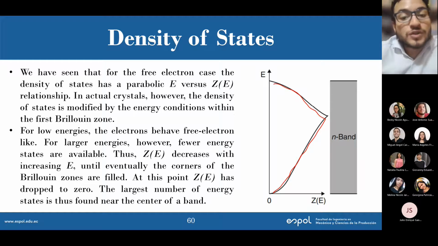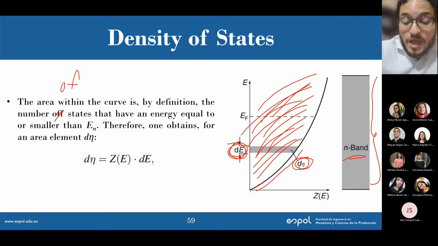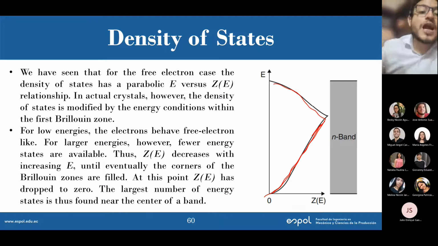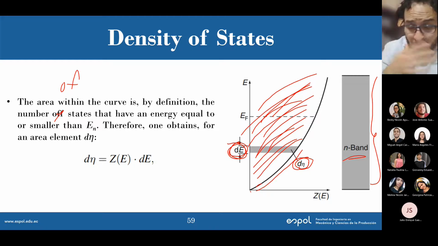So what can you understand from that graph? For low energies, the behavior is similar. For low energy values, the electron behaves like a free electron, therefore it's the same parabola. However, for larger energies, I have fewer energy states available. So I don't have the case anymore that I had before, that the higher the energy, the higher the number of energy levels available. That's for the free electron case.